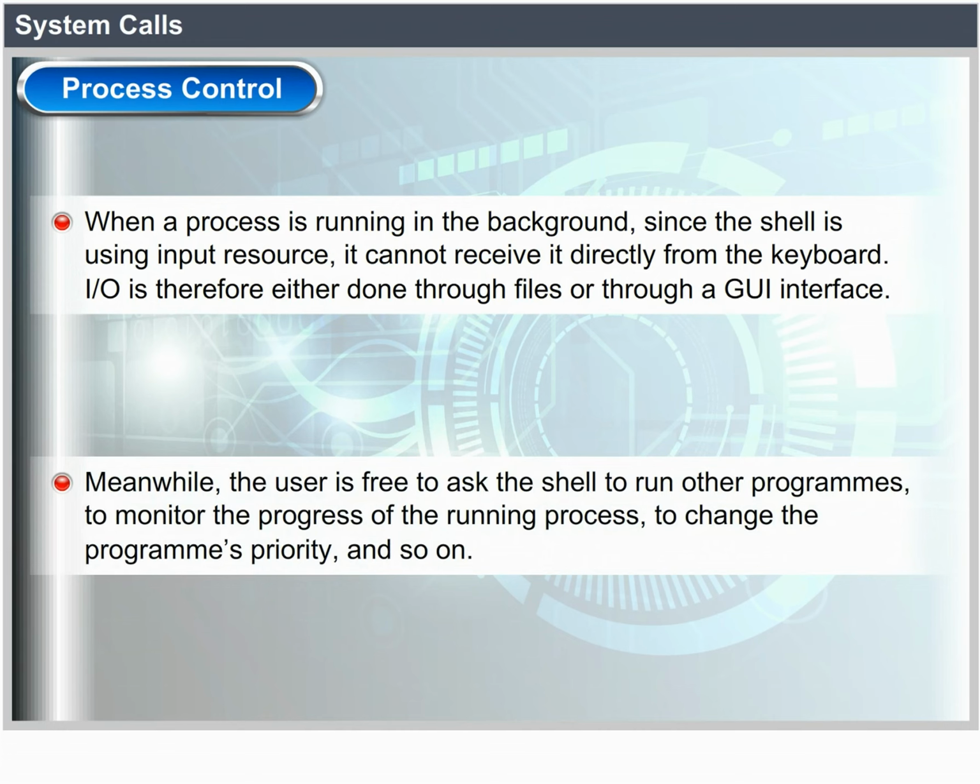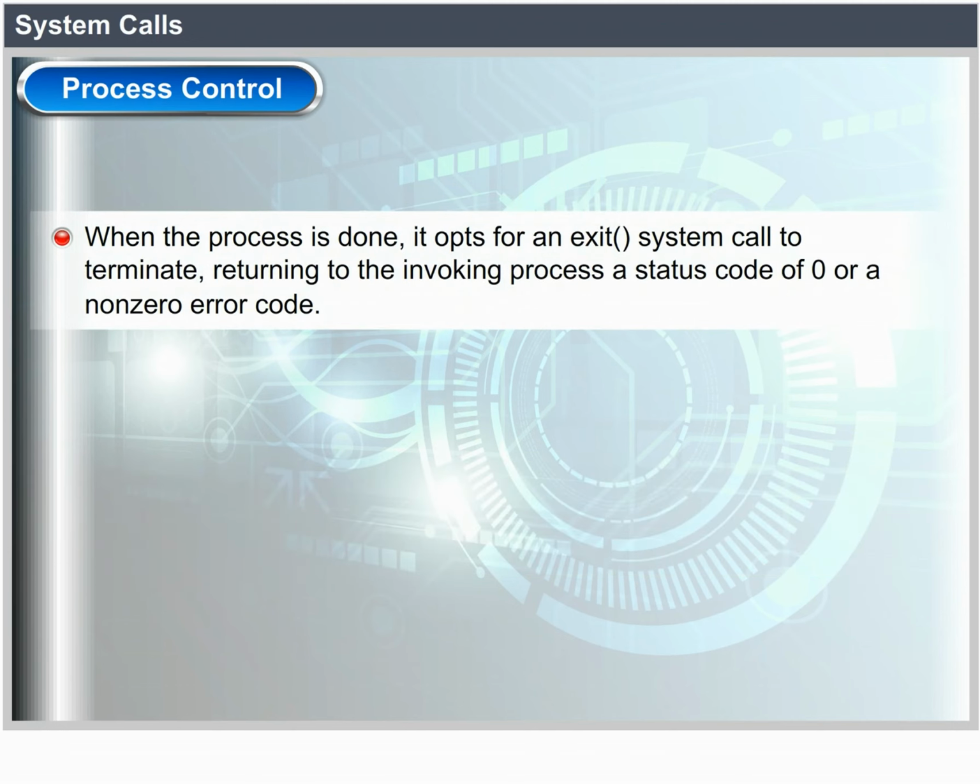When the process is done, it executes an exit() system call to terminate, returning to the invoking process a status code of 0 or a non-zero error code. This status or error code is then available to the shell or other programs.